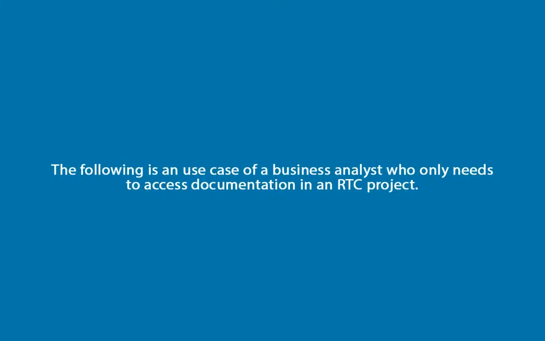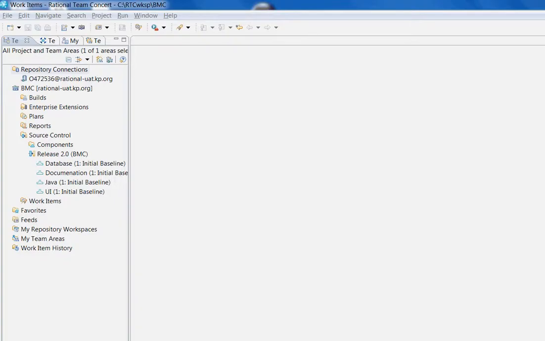So the following use case is a use case of a business analyst who only needs to access documentation in the RTC project. He's going to access the documentation through the RTC Eclipse client, bring the files locally to his file system, make changes, and deliver those changes to an RTC stream.